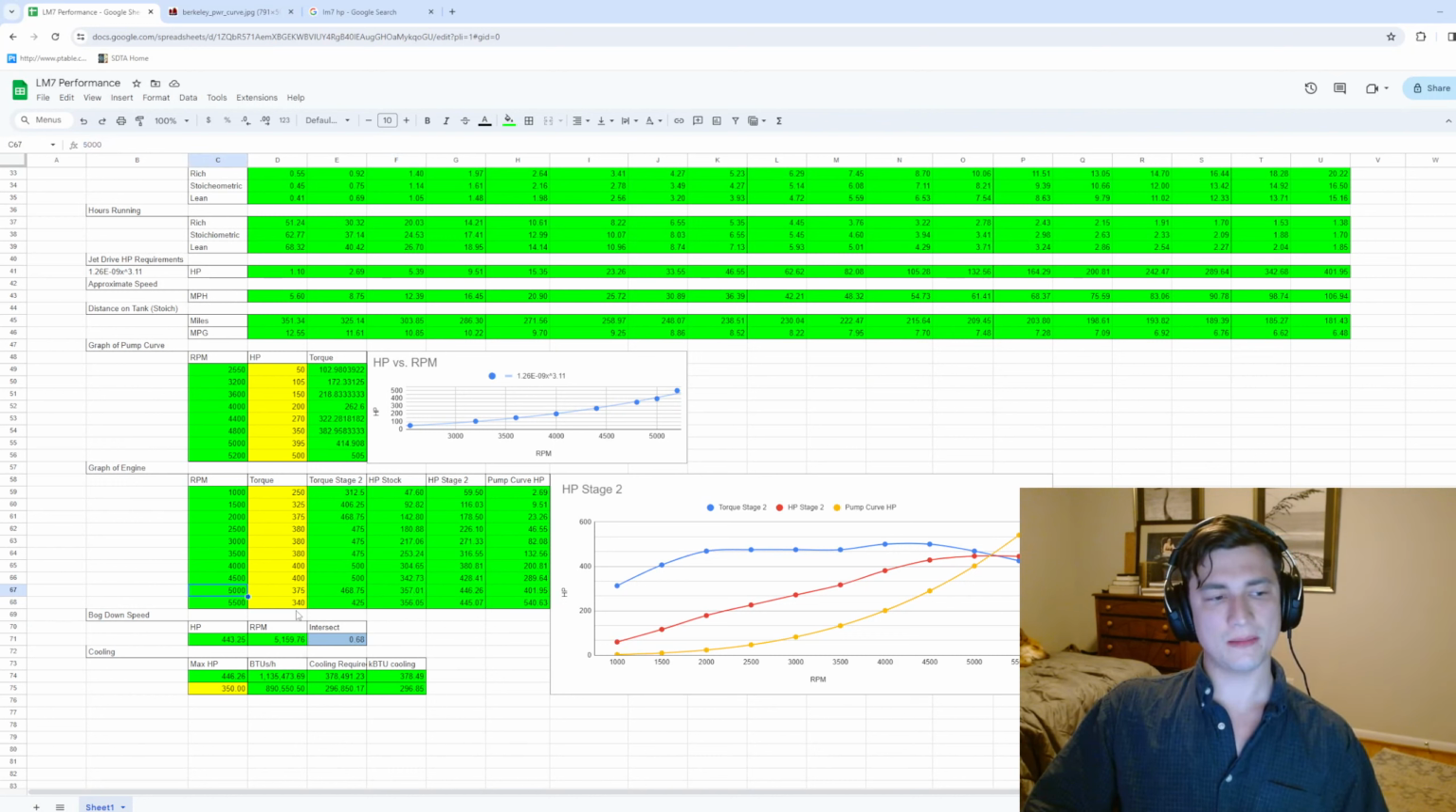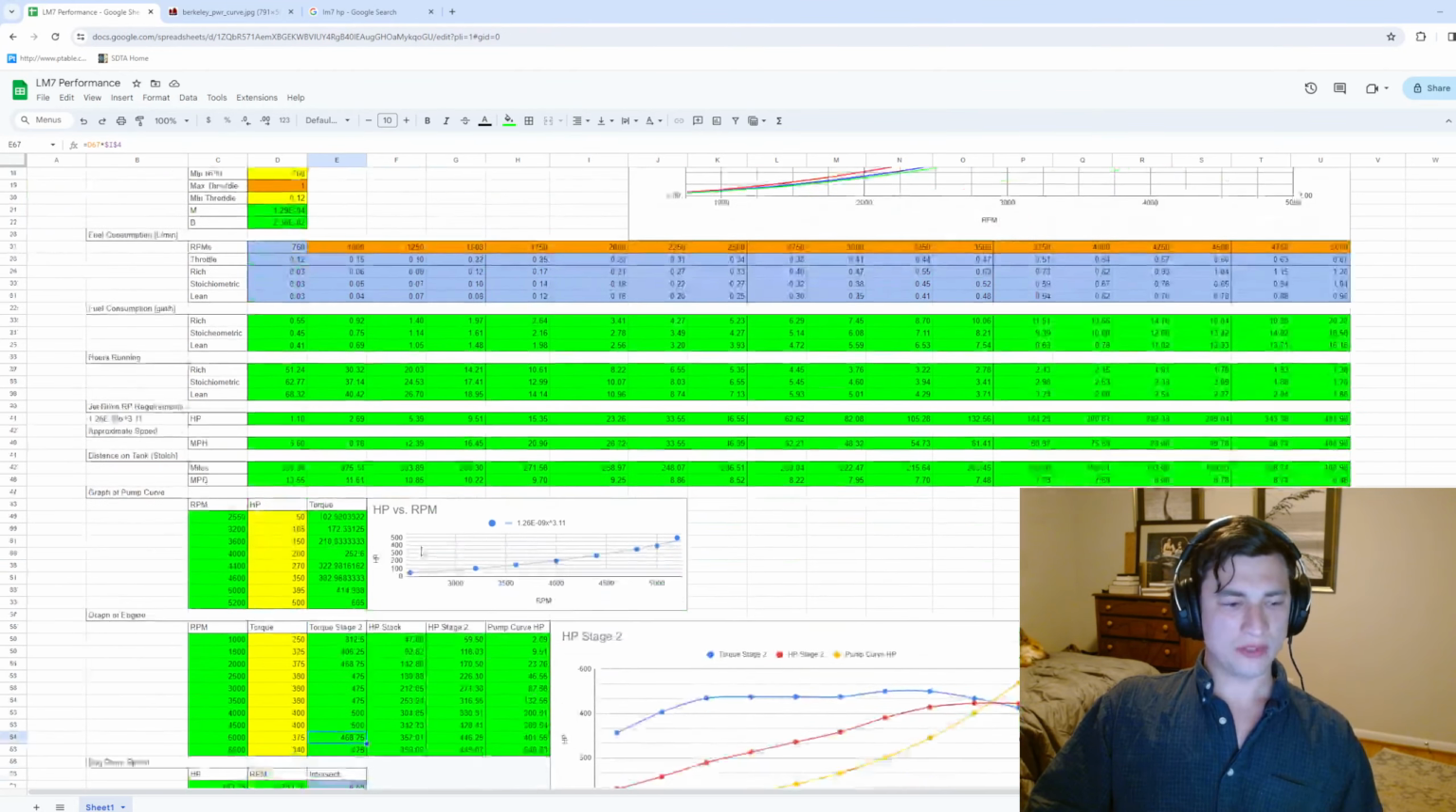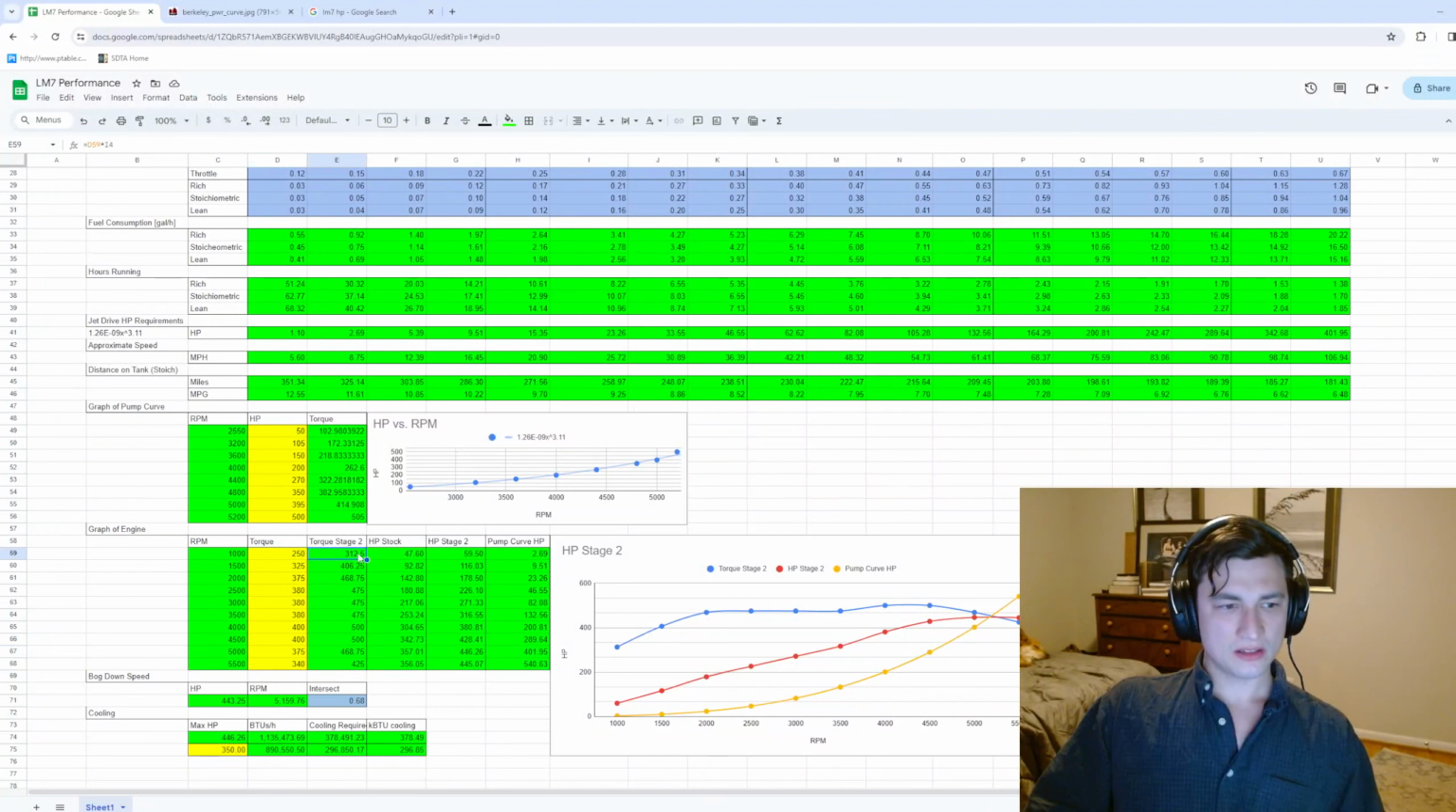And it maxes out at about 5,000 RPM, which is the maximum RPM that our impeller can really handle. Now, with the stage 2 camshaft and all the upgrades I made, I multiplied the torque from stock by 1.25, so a 25% gain. That gave me a different torque curve, which I was then able to figure out the horsepower for. And that's how I arrived at the approximate 440 horsepower.